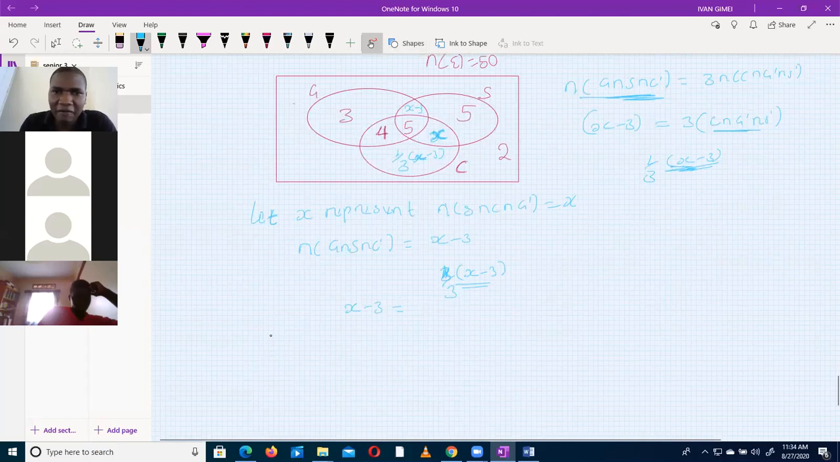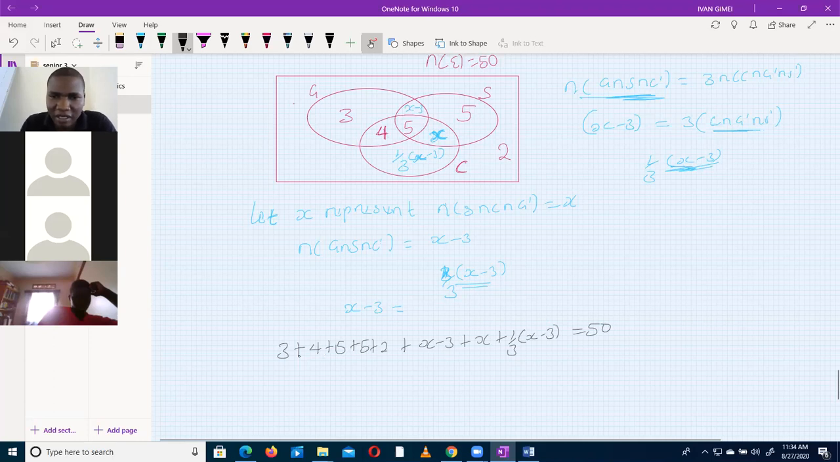We shall have 3 plus 4 plus 5, plus this 5. I'm starting with the knowns first. Plus 5 again, plus 2. Then plus X minus 3 plus X plus a third into X minus 3. All this should give us 50.